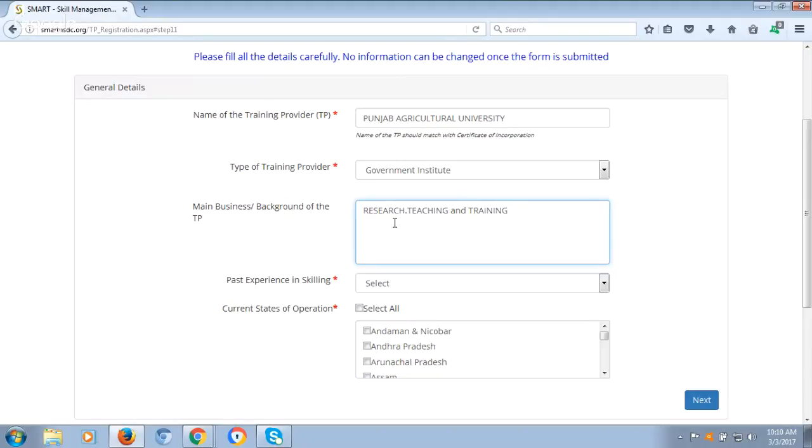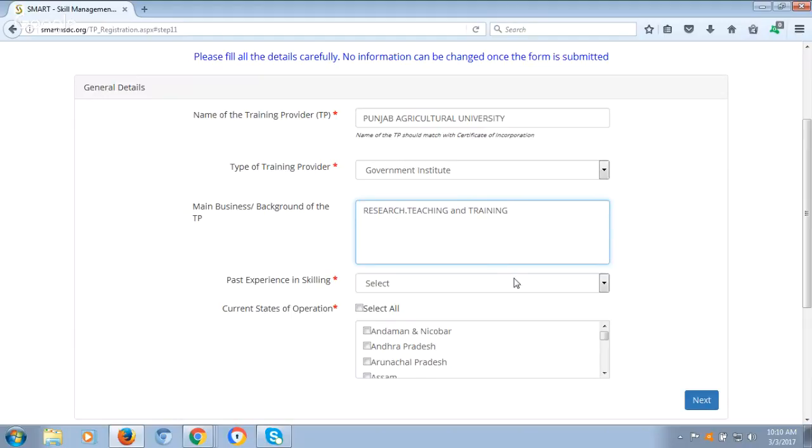So these are the main businesses. Research is developing new varieties, new evolving. Teaching means teaching undergraduate and postgraduate courses. Training means imparting training, as you are going through this Skill India course training. So that is the main business of the organization.